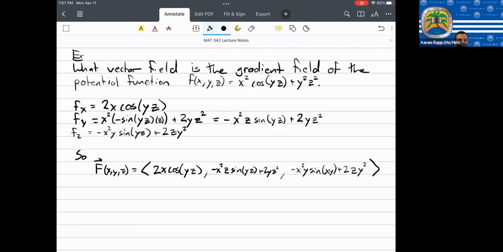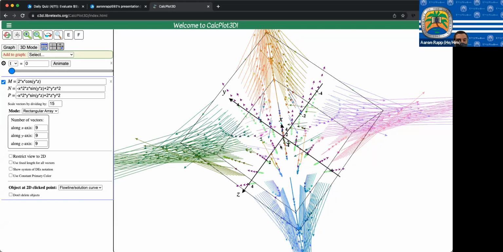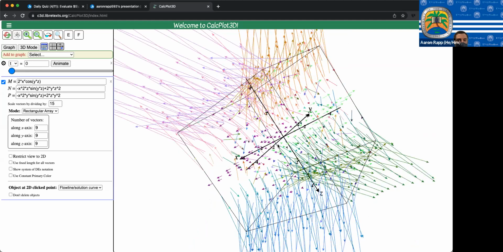Oh, I was just recording on that. I guess let me put it in the recording since I was doing that. Here's me playing around with that vector field again.